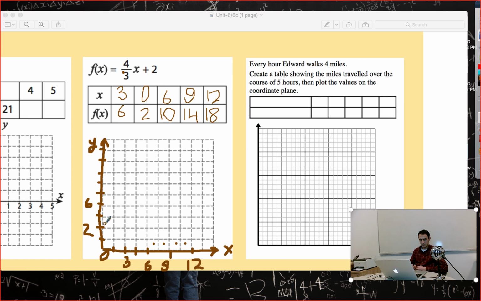And then just 1, 2, 1, 2, 1, 2. Here is 10. Okay. And here is then 1, 2. Here is 14. And this point is 18. Okay.